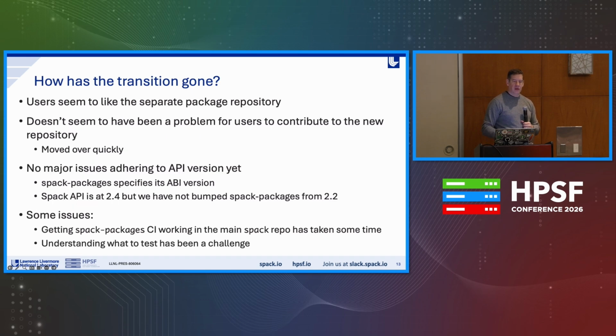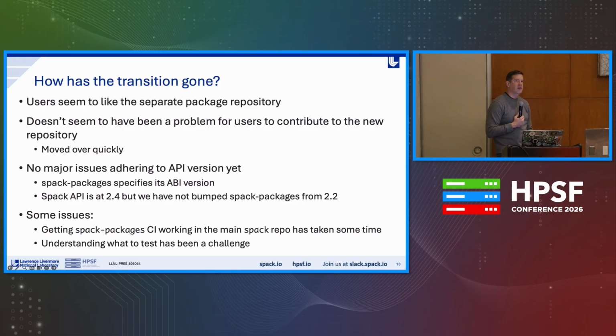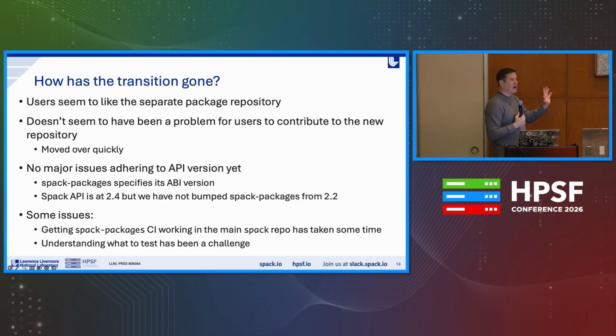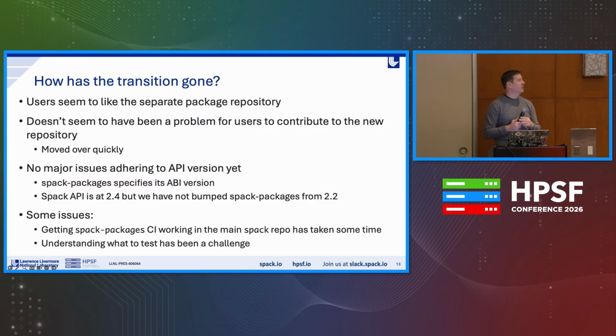All right. It seems like the transition's gone pretty well. We haven't seen many users having API version problems. We are working on static analysis to check that. And so we think that with ty, the faster type checker from Astral, we'll be able to test all the packages and guarantee that they're not making calls that adhere to too new a version of the API. And we may bump the API version of the package repo, which means that you would need a newer version of Spack to use it.